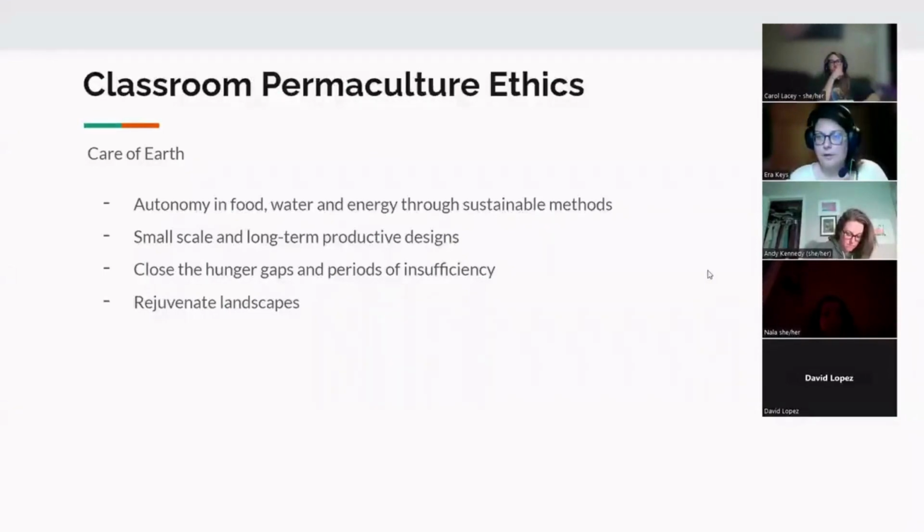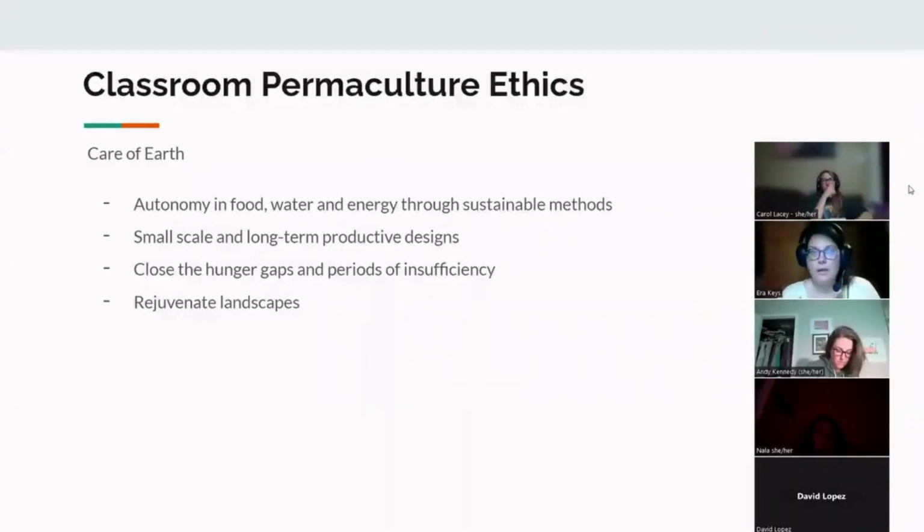So now let's start talking about how do we take these three ethics, right? We totally understand these three ethics in our mind. We understand this concept. We understand why they exist. We understand why they interrelate to each other, but then how do we begin to apply these? And so let's take a look just here in our classroom, okay? Just here in our classroom, what does it actually look like for us to take these three ethics and apply them? So care of earth, it would mean autonomy of food, water, and energy through sustainable methods.